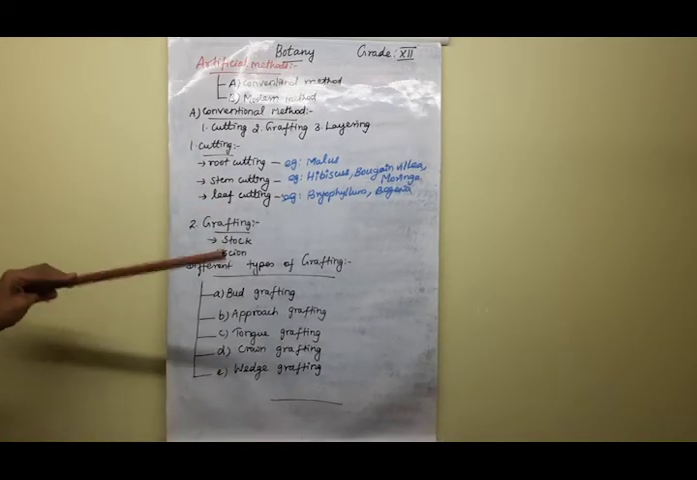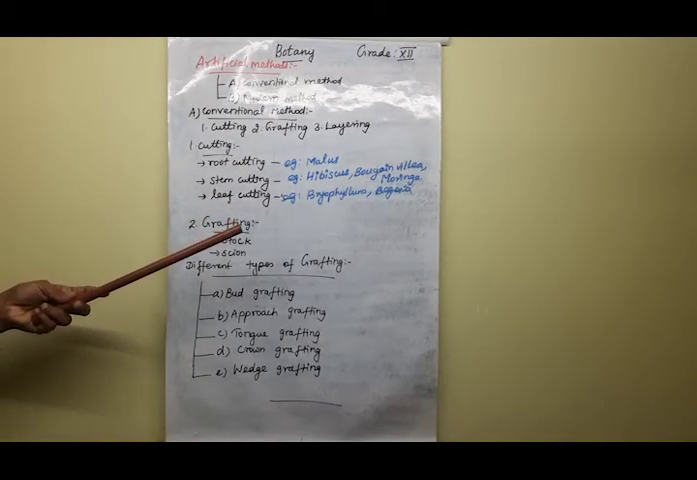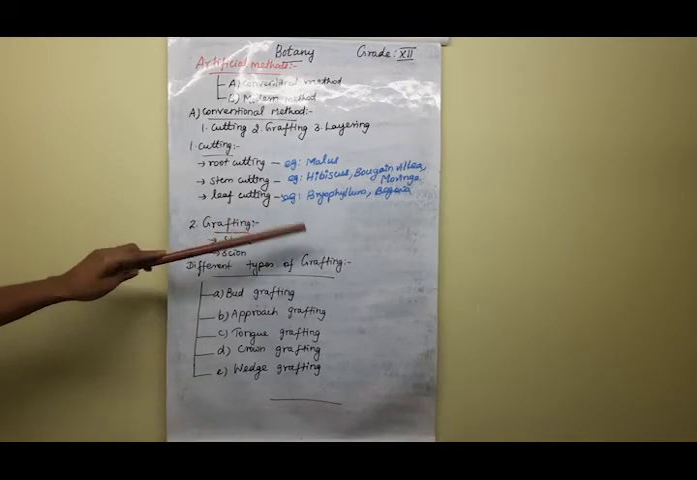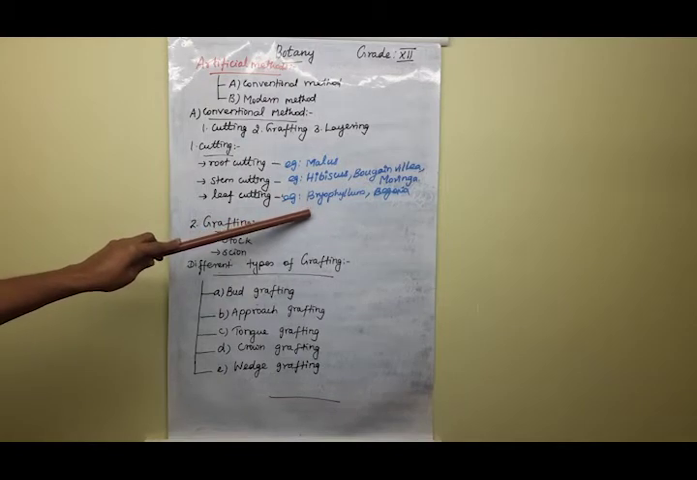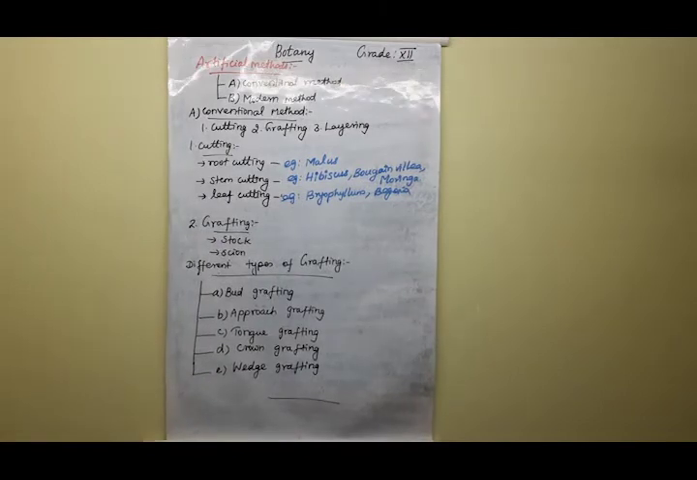Leaf cutting means from regions of the leaf, they develop roots and arise as the new plant. A good example is bryophyllum and begonia species. Understood? The next one is grafting.